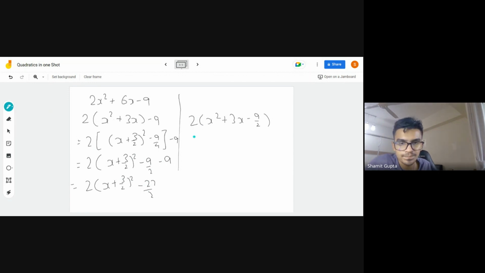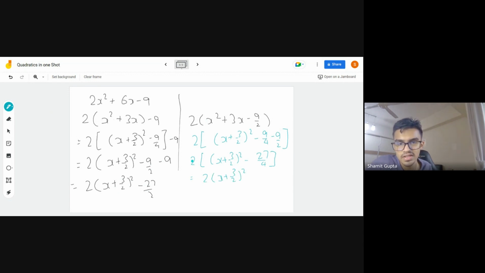Let's use a different color. This would have been x plus 3 over 2 squared minus 9 over 4. And the minus 9 over 2 is also multiplied with the 2. So it will become 2 times x plus 3 over 2 squared minus 27 over 4, which is also multiplied with the 2. If you want to write it in this way, you can. This is the same as 2 times x plus 3 over 2 squared.